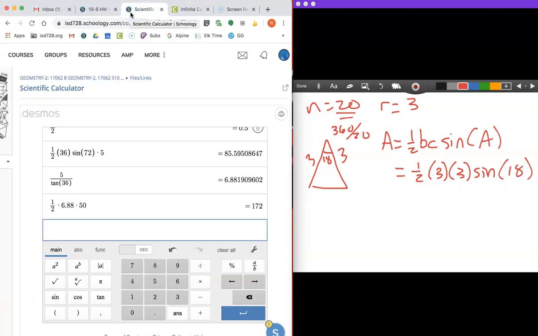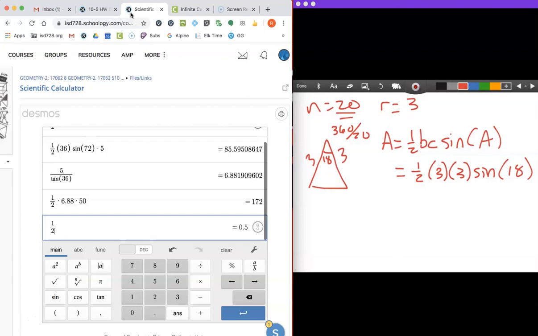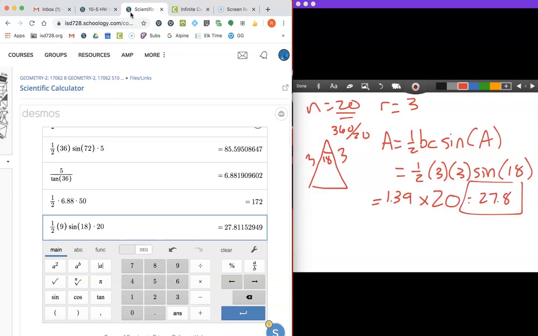So let's type that in. We have 1/2 times 3 times 3. 3 times 3 is 9. Times sine of 18. Make sure you're in degree mode. So the area of one triangle is about 1.39. We need to multiply that times 20 because there's 20 sides. So there's 20 triangles exactly that size. So about 27.8 would be our answer there.